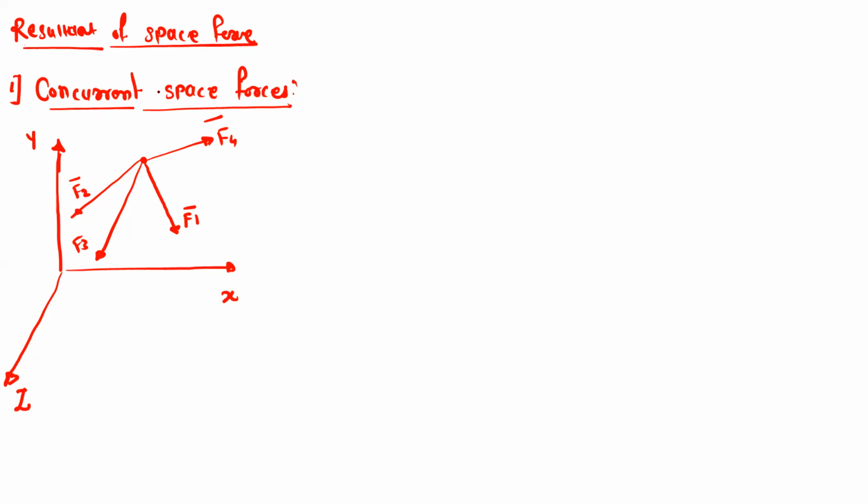So the resultant of this concurrent force system. This is a concurrent force system because the lines of action of all the forces pass through a single point. Let us take this point as point A. The resultant R bar is given by the vector addition: F1 bar plus F2 bar plus F3 bar plus F4 bar. This vector addition will directly give the value of R bar.